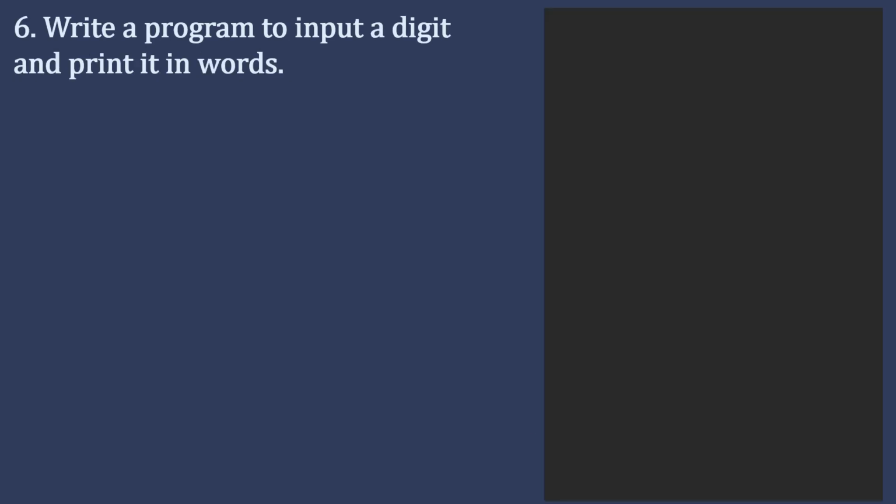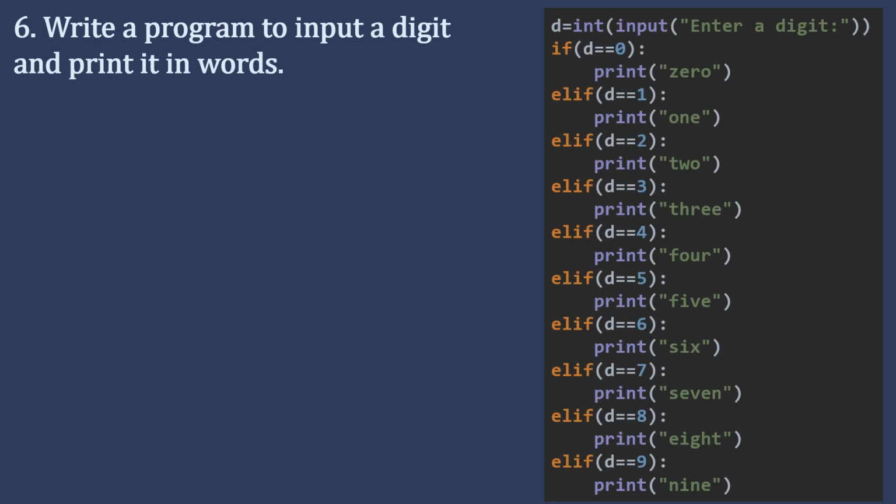Now write a program to input a digit and print it in words. So this is also a very simple program. You just have to use if else if statements over here. First of all, you have to enter a digit and store it in a variable, let's say d. Now you just have to give the conditions. If d equals 0, then it has to print zero. If d equals 1, then print one. If d equals 2, it has to print two. These are all the word representations of the numbers.